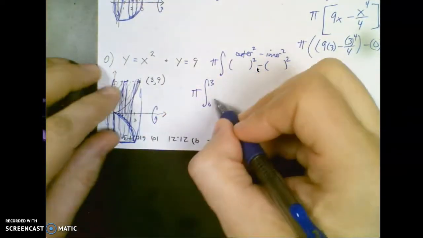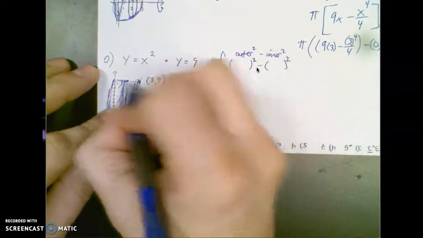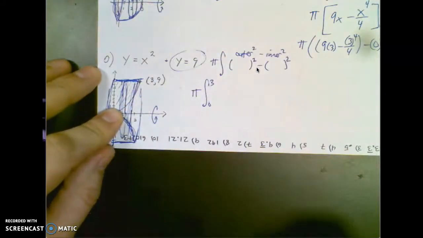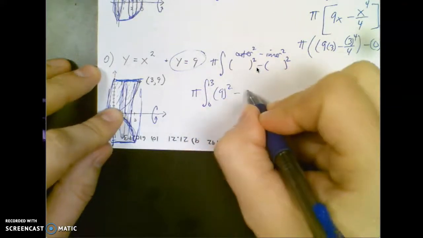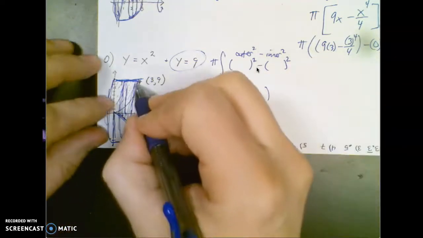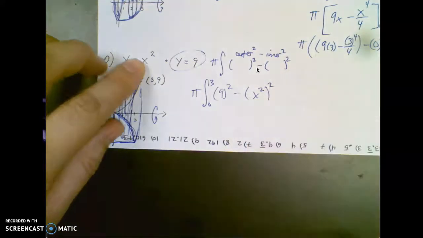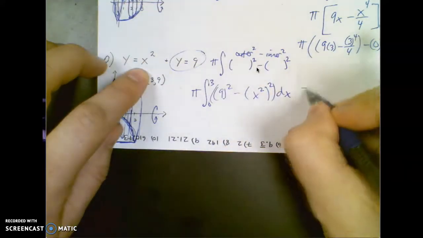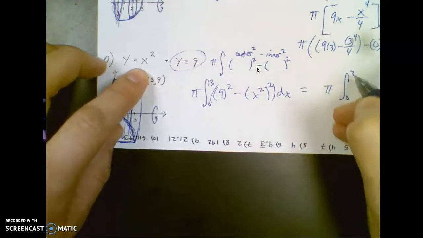Now the outer one, if you look at your radius, the outer part is this function, which is just that equation, y equals 9. So 9 squared is my outer, minus my inner, which is this weird curve, which is x squared squared. Don't forget to square it. I know if there's a square there, sometimes it's tempting to forget that. But then this becomes a pretty easy problem. So really the hard part of these problems is just the setup.